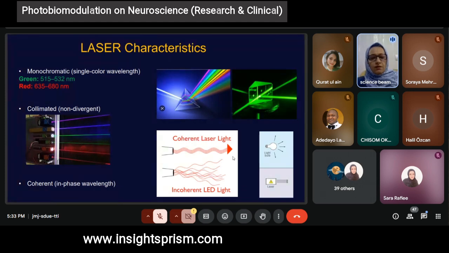Another characteristic of laser is that it is non-divergent. As you know, white light or normal light diverges everywhere as a spherical space. But laser light travels in just one direction in one beam, as you have seen in this picture. And another specification of laser is its coherency. You know that the laser is a kind of wavelength.